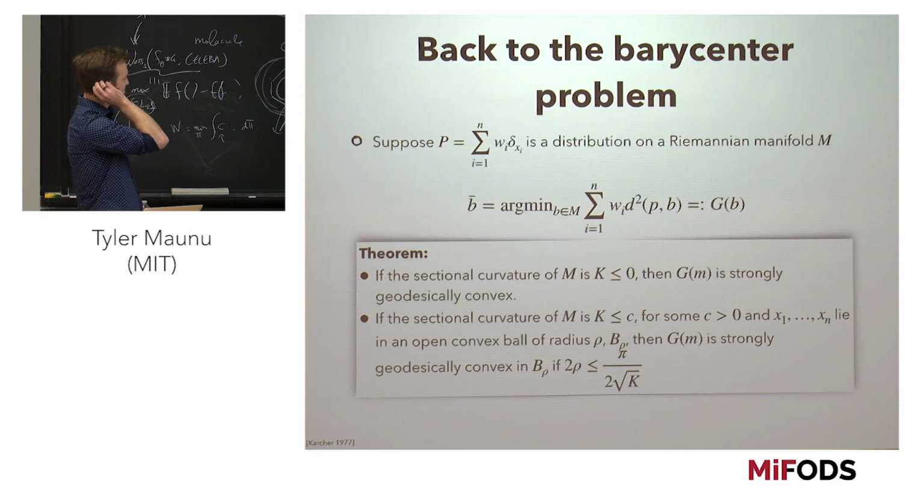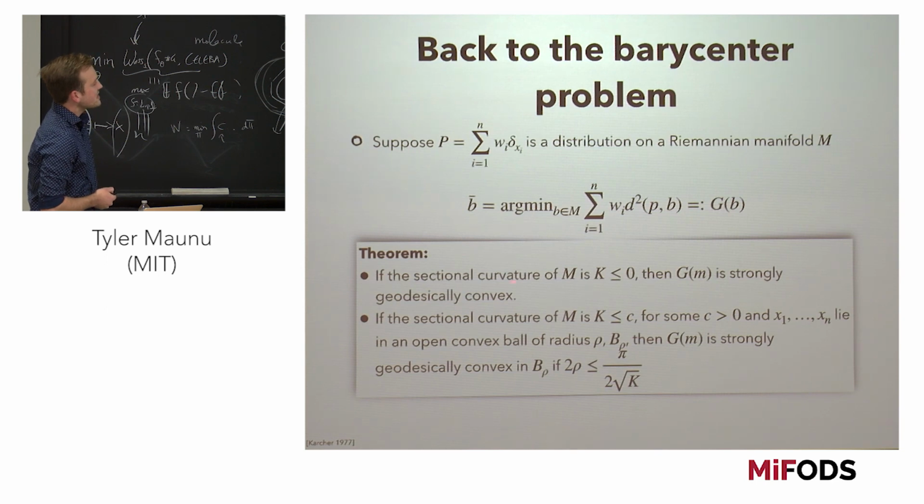OK, so back to the Barycenter problem. We have these general results from analysis on manifolds. This one goes back to Karcher in 1977, which basically tells me when this Barycenter functional is strongly geodesically convex on a manifold. If the sectional curvature of my manifold is non-positive, then I know that my Barycenter functional is strongly geodesically convex globally. So this is the really nice case.